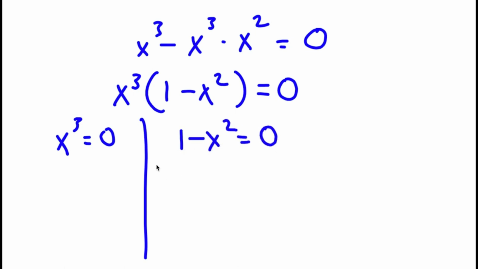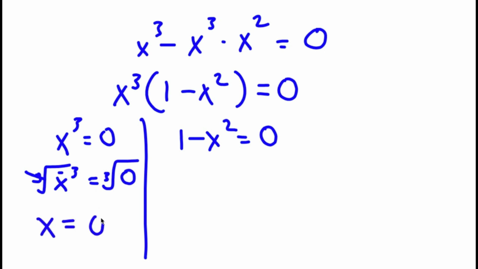equal to 0. So for x to the power of 3 equals 0, I'm going to take the cube root on both sides. So the cube root of x to the power of 3, that's simply x, and the cube root of 0 is simply 0. So x equals 0 is one solution to this problem.